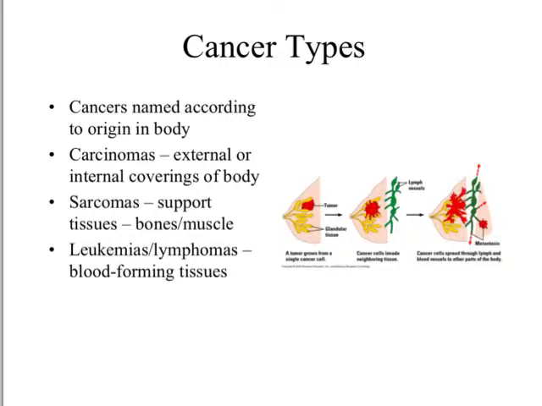So cancer is usually named according to where it originated in the body. A carcinoma type cancer is a cancer that originated either in an internal or external covering of a body or a body organ. Sarcomas usually start in support tissues like muscles and bones. And then leukemias or lymphomas start in the blood or blood-forming tissues, the lymph nodes and stuff like that.